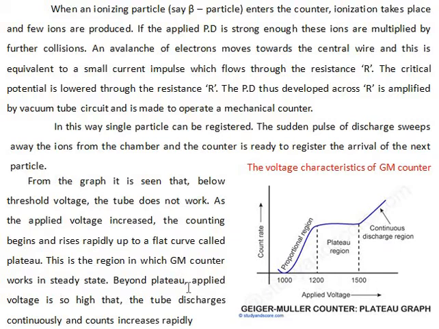Beyond the plateau, that is above this, the applied voltage is so high that the tube discharges continuously and counts increase rapidly. If you further increase the voltage beyond this, the counts also rapidly increase. Multiple ionization takes place, so you can't get the correct number of counts. So in this plateau region only you will get the correct number of beta particle counts, dear students. If you find any difficulty about this, you meet me in the department.